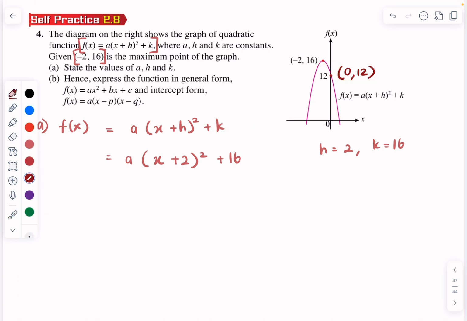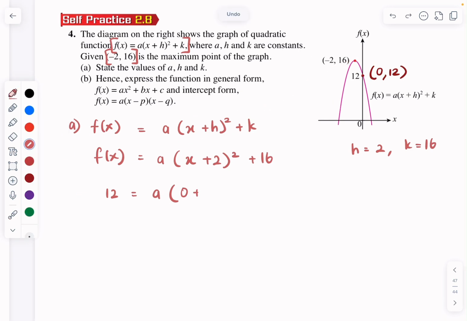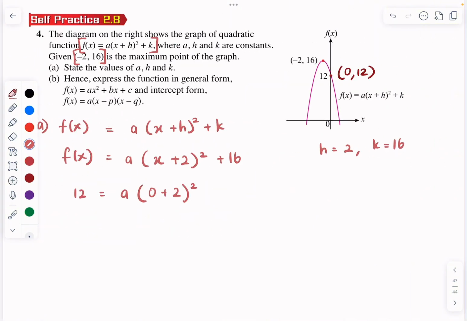Right. So this is f(x), right? They said f(x) is... So f(x) is the same as y. So if this is y, this is x, we sub the y into here. We'll get 12 equals A, our x, we sub it into here, (0 + 2)² + 16. So this will be A. 0 plus 2 is just 2. 2 squared is 4. 4A plus 16.